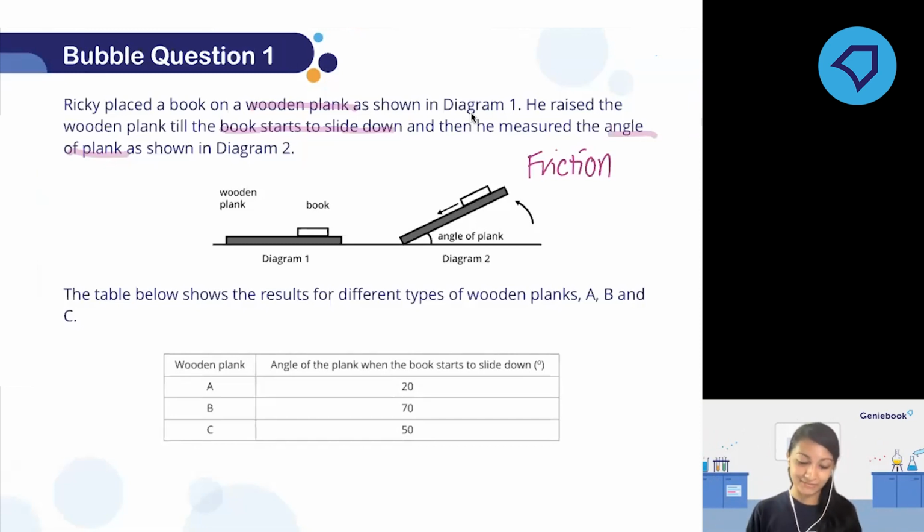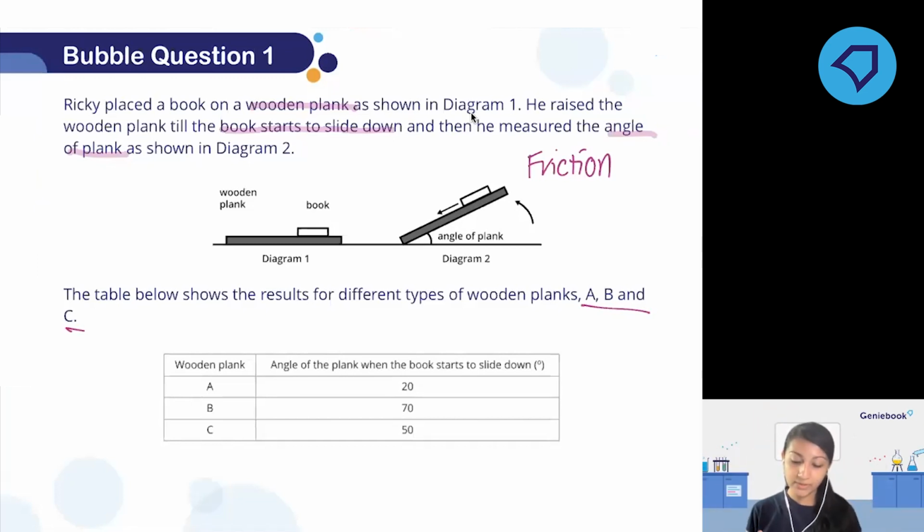Now let's look at the other clues that they provide in the question. We have 3 different planks, and at different angles the book starts to slide down. For example, this is the straight floor, and then I put the plank like that. I can make it flat, I can raise it up, I can raise it all the way up.